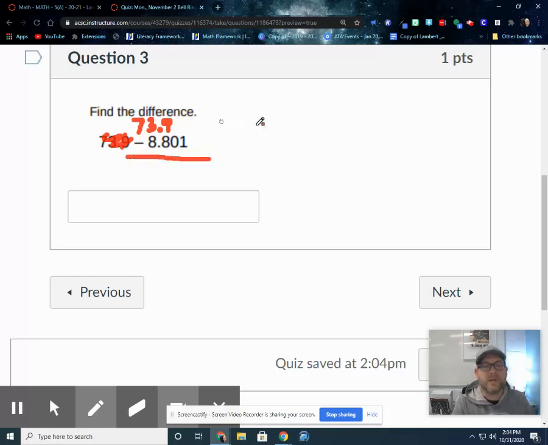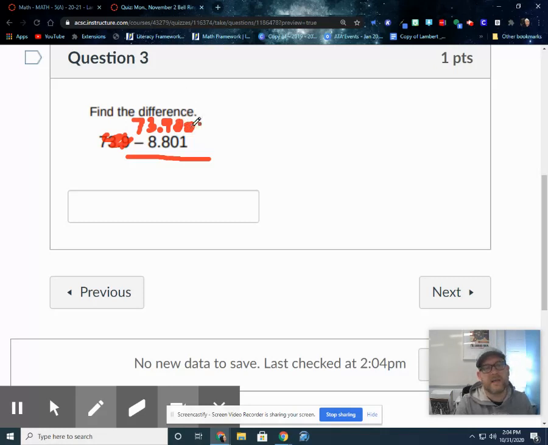Now, I would like you to go ahead and try this out. Type your answer in on the side and then we'll check it together. All right, so I gave you a little hint as we went through this the first time, didn't I? I got to line my decimals up when I am subtracting. So I've got 73.900 over 8.810, or 801 thousandths. So I'm just going to subtract out now.